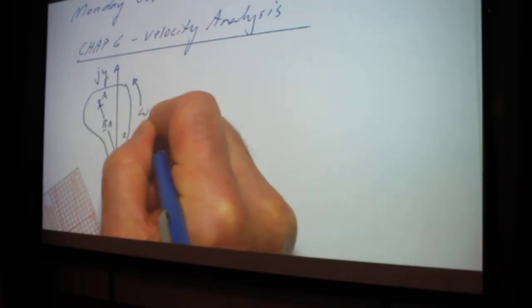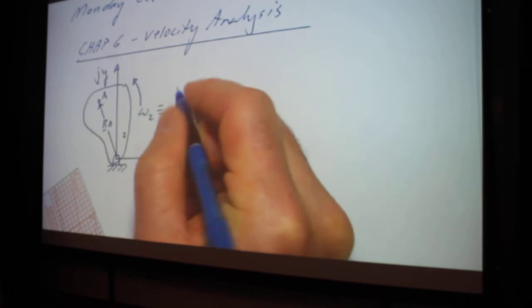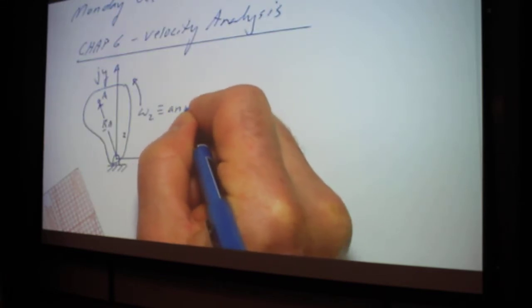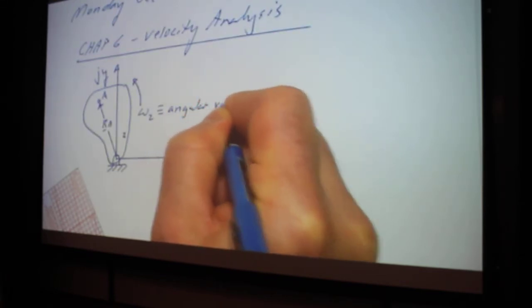So say if we have the body rotating like that, and this is body 2, so we'll label that omega 2. So that is the angular velocity.